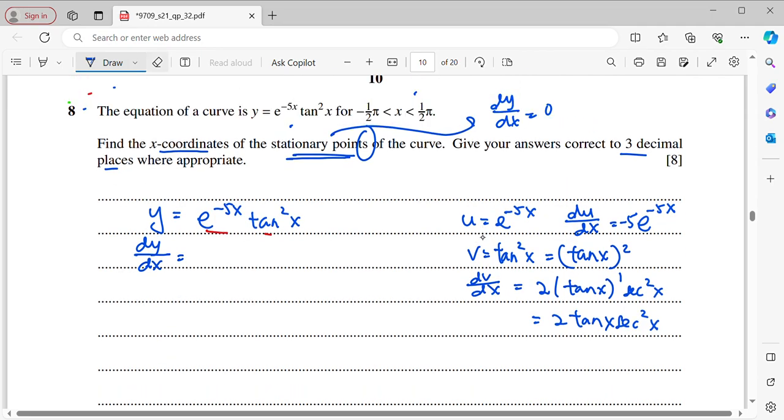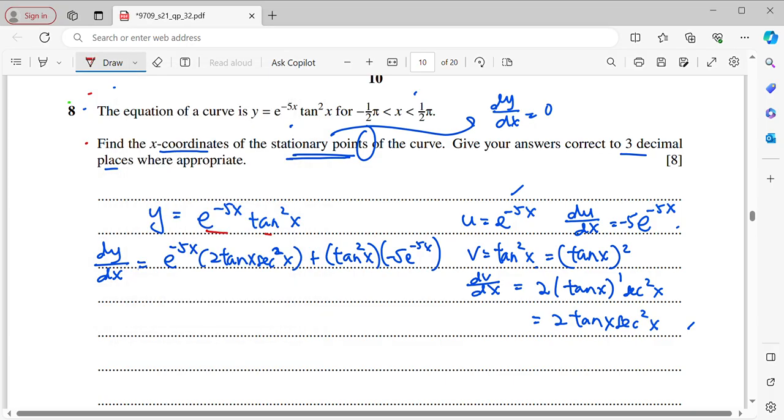Okay, so now for my dy dx, it will be u dv dx, so exponential negative 5x, 2 tangent x secant square x, plus v du dx. So tangent square x together with the exponential, negative 5 exponential. So tangent square x multiplied with negative 5 exponential negative 5x.